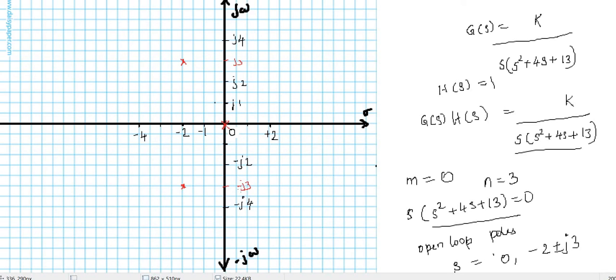Then when we draw the root locus, it will always be symmetrical about the real axis. That is a property of the root locus. The root locus will always be symmetrical about the real axis.